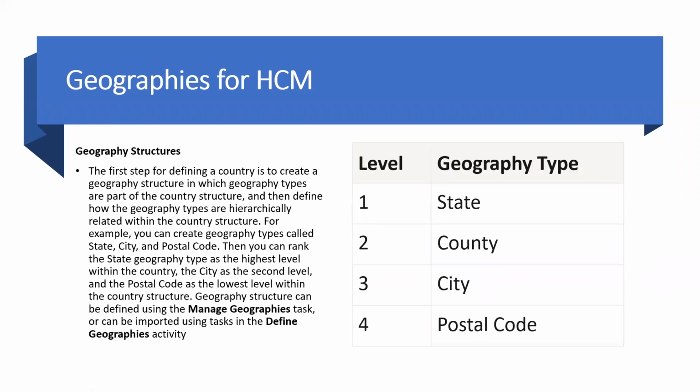So here is just an example I had put in. When I'm defining the structure, at level 1, I will put state. At level 2, I will say I want to keep it as county, then city, and then the postal code. So this is the hierarchy. This is the geography structure where I'm defining that these are my geography types and these are the labels. In the system, we will see from Setup and Maintenance how we are going to manage it.